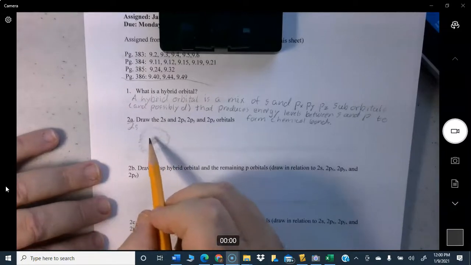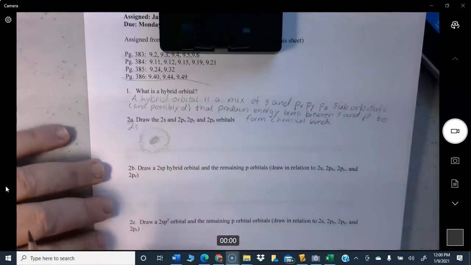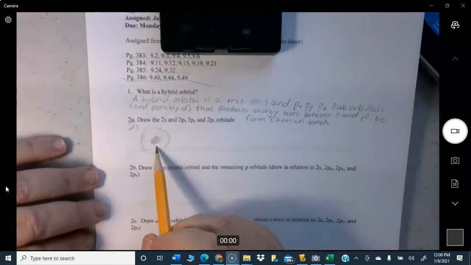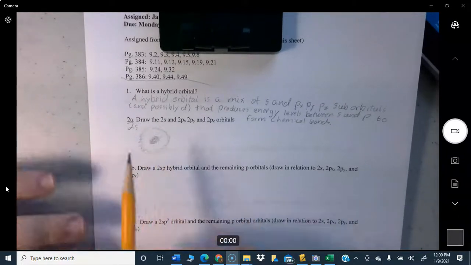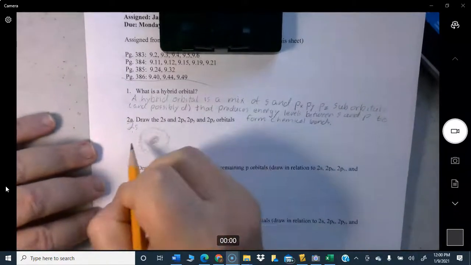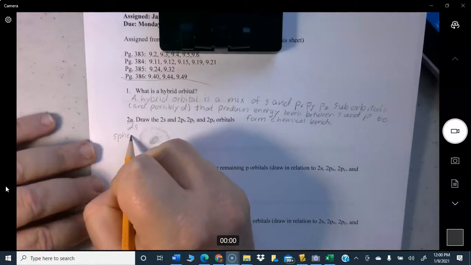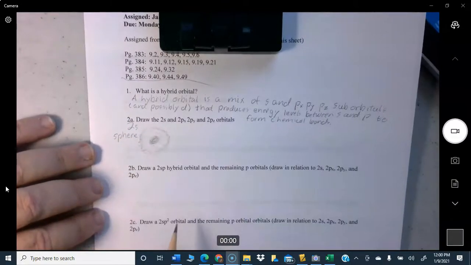It doesn't tend to want to be in here. Why that is goes way beyond the scope of what you need to know. That's really advanced atomic theory, why it would skip over this area. But it's basically a spherical orbital, so you can just write that. It's a sphere. It's basically a ball, okay?